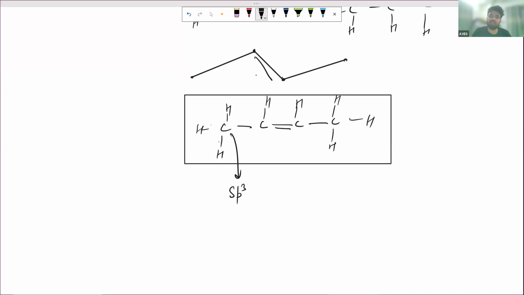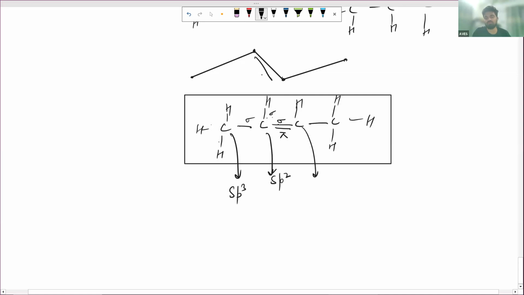And this carbon has one single bond, one single bond, one single bond. The double bond is not counted because it has a pi bond. This is sigma and this is sigma. A single bond is known as a sigma bond. So here it is three sigma bonds, so it is sp2, not sp3. It is sp2. You understood?